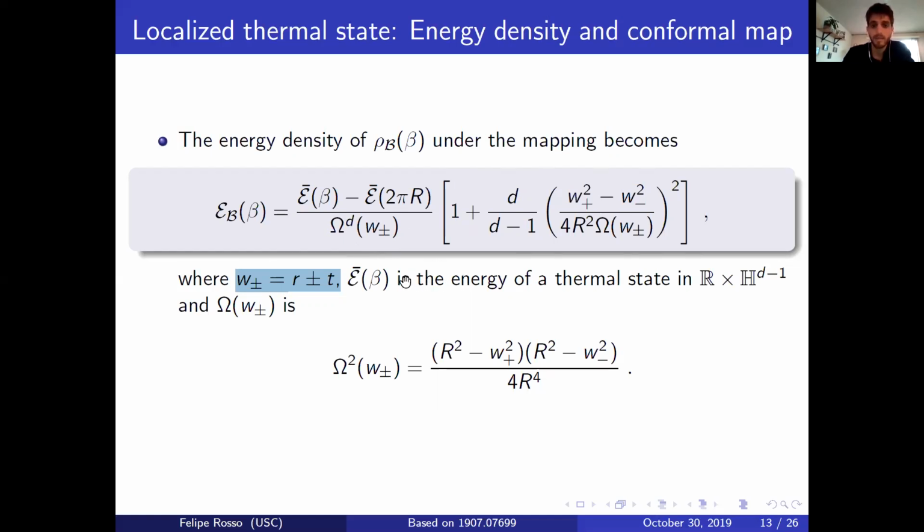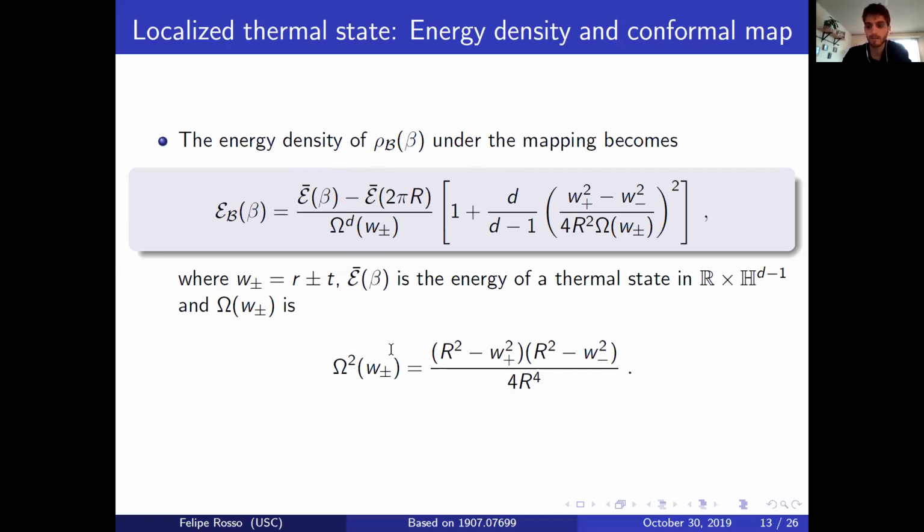Apart from that, the other contribution that we have in this expression is given by this quantity over here, this subtraction. What do I mean by this notation? This is simply the energy density of the thermal state in the hyperbolic background, in this background over here. So in order to really obtain this expression, we still have to compute this quantity, and this will be a little bit more complicated.